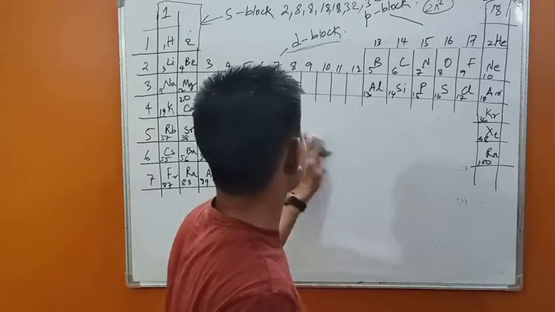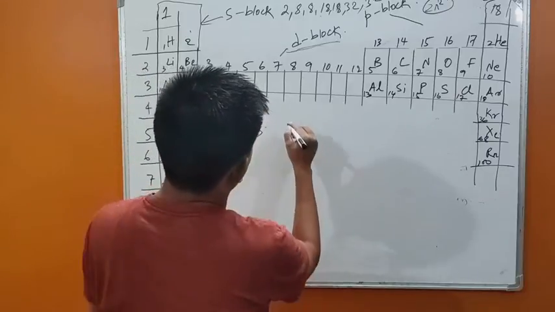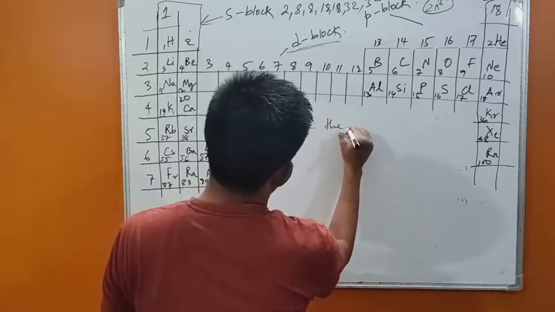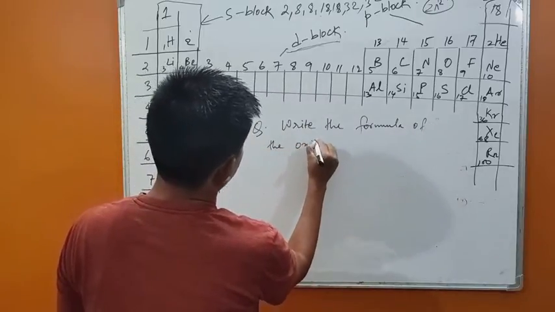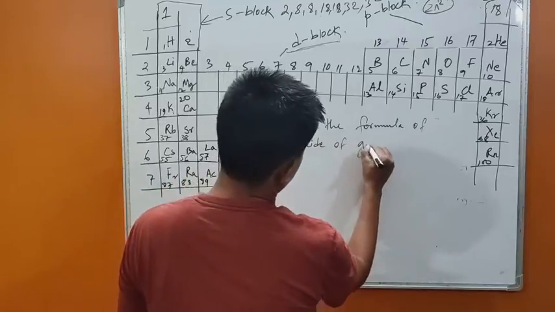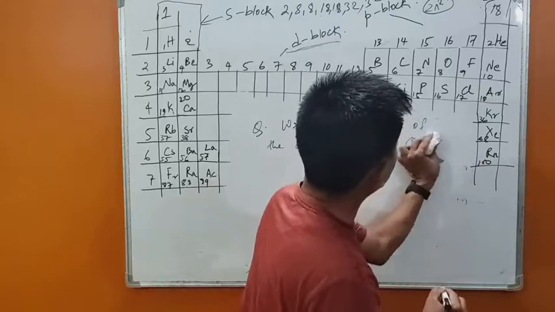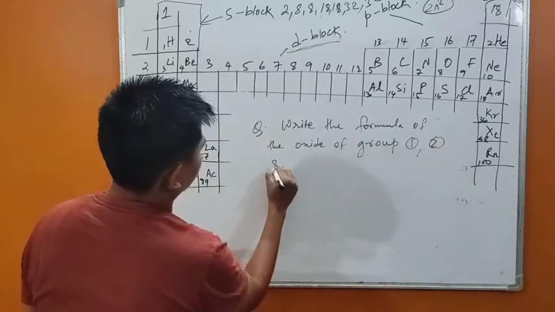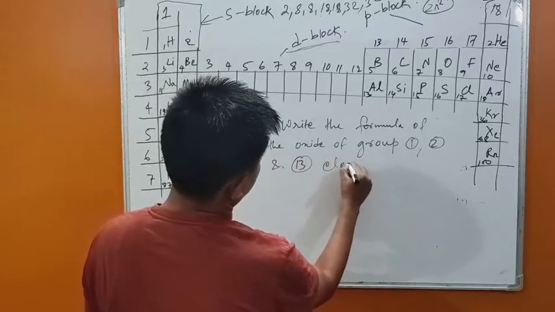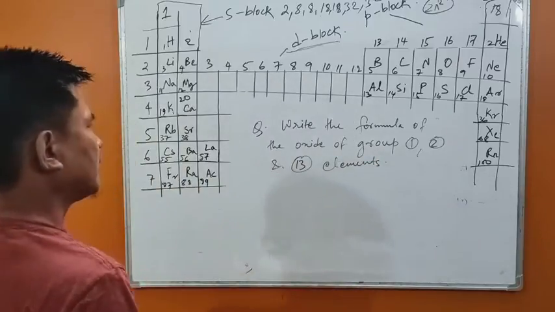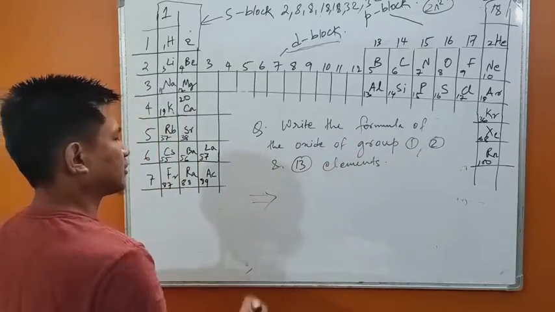Now the question comes: write the formula of the oxide of group 1, 2 and 13 elements. Okay, now write the formula of the oxide of group 1, 2 and 13 elements. This is the favorite question that comes in the board examination.